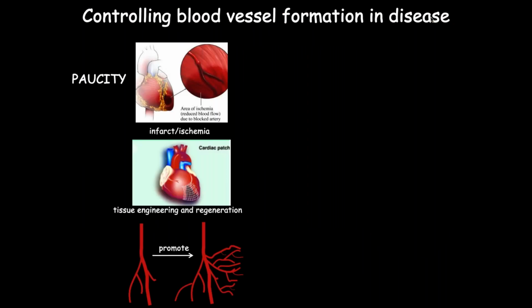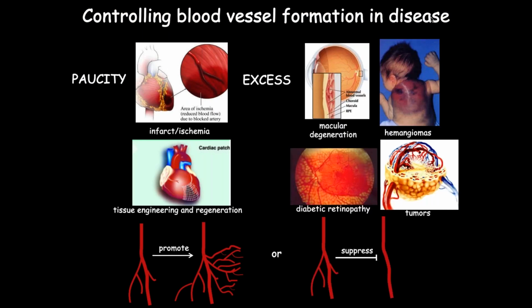So just to open up by saying, why do we care about blood vessels? Obviously, we would like to be able to grow them in certain cases, and we would also like to be able to suppress their growth in other cases. So what I'm showing you here is an example of tissues where we'd like to be able to grow blood vessels. For instance, a myocardial infarct, when a blood vessel becomes occluded and tissue dies.